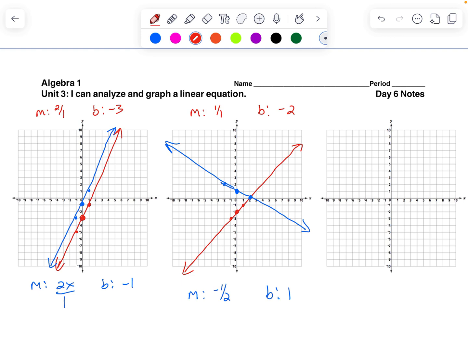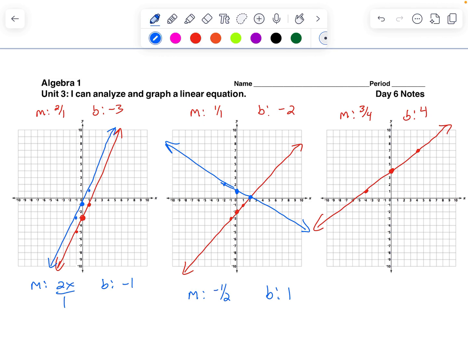And finally, number 3. Let's plot both of these lines on this third graph. In the top equation, y equals 3 over 4x plus 4, our slope is 3 over 4 and our y-intercept is 4. Let's plot that y-intercept first, going up 4. Then a slope of 3 over 4 tells me to go up 3, right 4. From our y-intercept, we can also go down 3, left 4. Then we connect our points with a line.